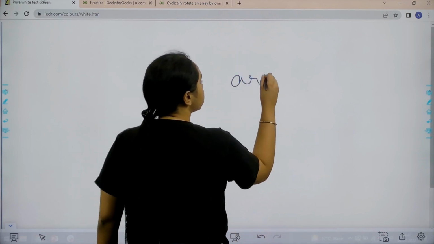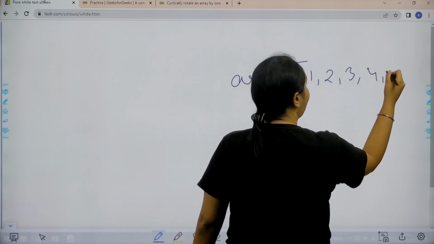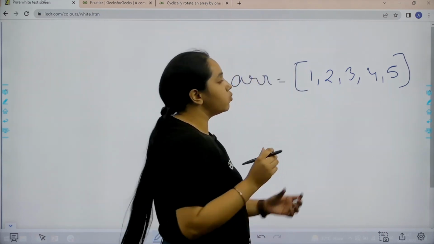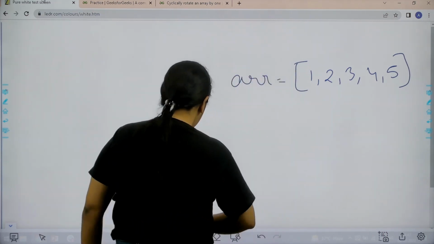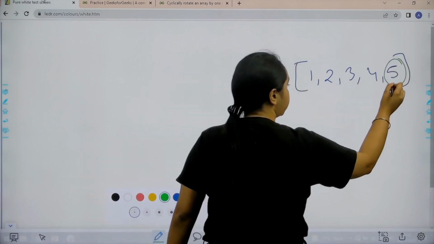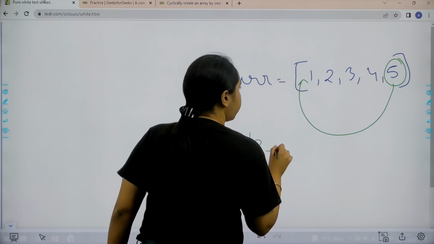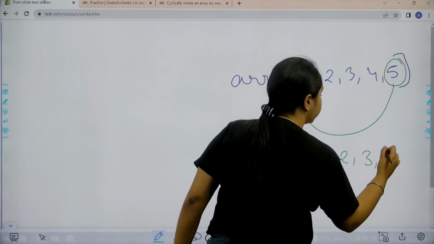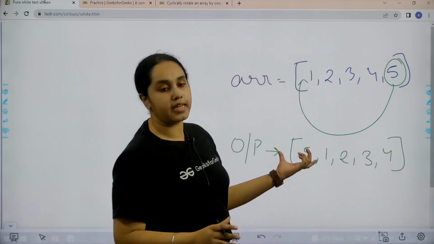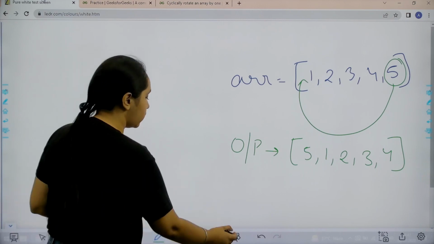So basically in this question, we are given an array, let's say 1, 2, 3, 4 and 5. We just need to move one element in the clockwise direction. That means this 5, the last element, needs to come to the front. So my output would be 5, 1, 2, 3, 4. So this is what I have to do. I hope the question is clear to you. Now let's move forward to the solution part.